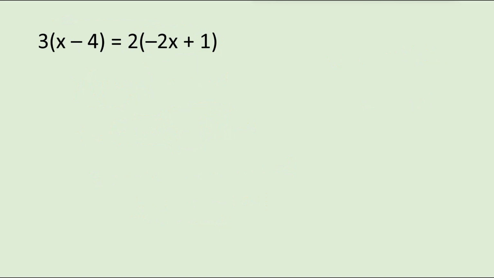Alrighty, another multiple step example. Let's expand out the brackets. Let's get rid of those first up. So we have, remember, 3 is times by the x. It's also 3 times by the minus 4. 2 is times by the minus 2x. Also, that 2 is multiplied by the plus 1. So we have 3x minus 12 is equal to negative 4x plus 2. There we go. We've expanded out the brackets.